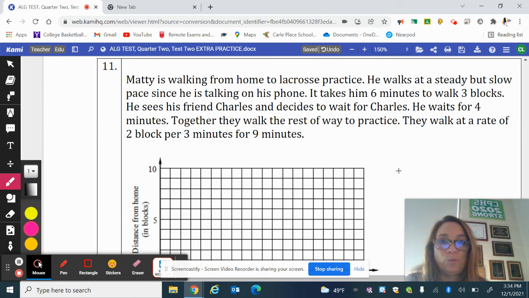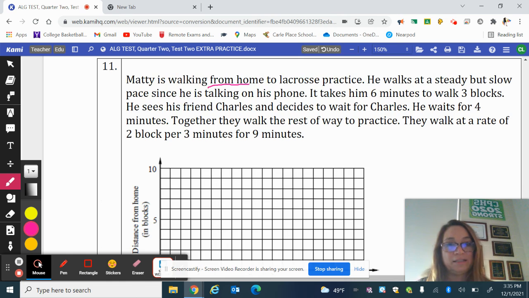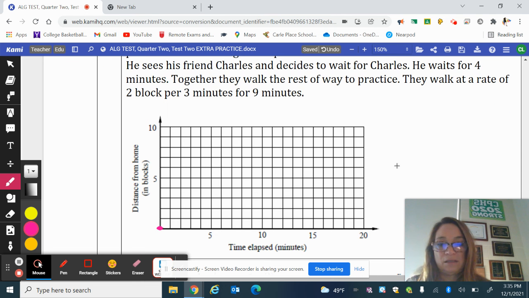Okay, so Maddie is walking from home. So this is important because if he's walking from home, that's where he starts. Distance from home is 0. If it says he's walking to home, he would start further away, so you would be up the axes a little bit. He walks at a steady but slow pace since he's talking on his phone. It takes him 6 minutes to walk 3 blocks. So 6 minutes, 1, 2, 3 blocks.